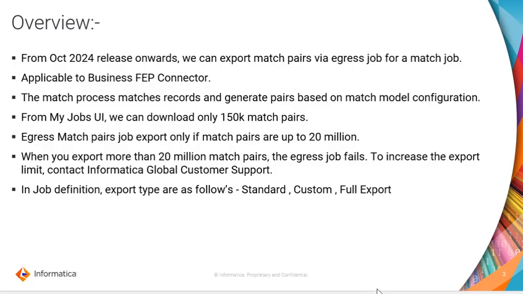And via an egress job, we can export a maximum of 20 million match pairs. In case there are more than 20 million match pairs to be exported, then the job will fail, and you can raise a ticket or a request with GCS asking to increase the limit.